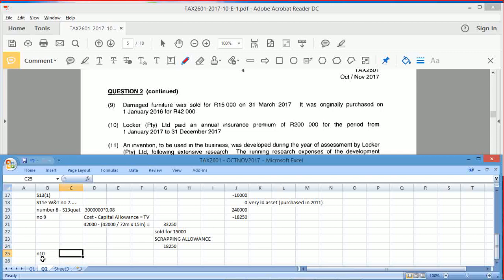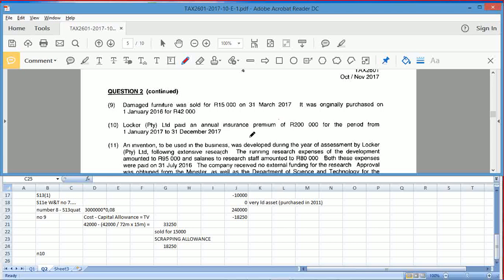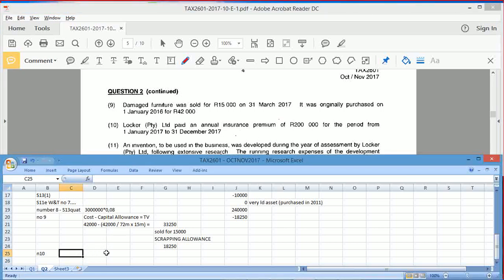So can we just look at what our year end is again, sir? Isn't our year end 31st? Yes, sir. So shouldn't we be looking at 31st? Oh, okay, I see what you're saying, from the previous year of assessment. Yes, sir, you're right. So 1 January 2017 to 31st March 2017, 3 months. Okay, outside the financial year is 9 months.